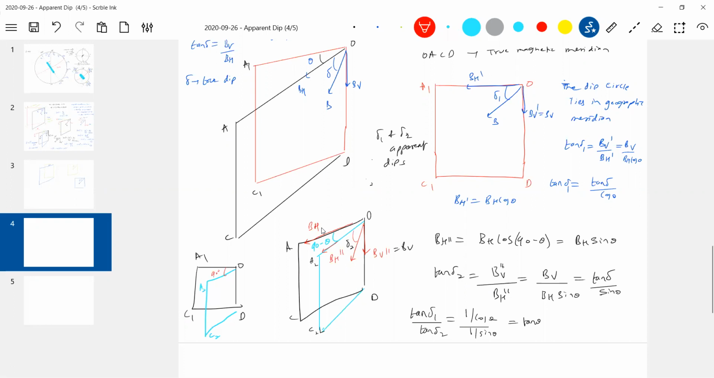This is very important. First, keep the dip circle in the geographic meridian and measure the apparent dip delta 1. Then rotate it by 90 degrees from the geographic meridian and measure the apparent dip delta 2. Tan delta 1 by tan delta 2 will be tan theta. This is very important. It can be asked in the board exam, MCET, or mains, anywhere.